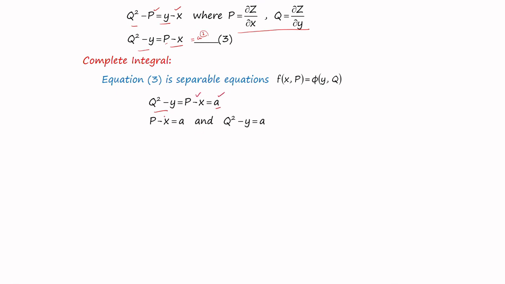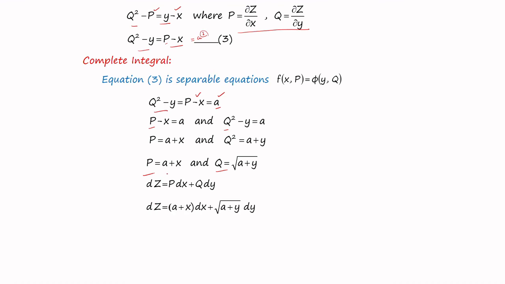So you have P minus x is equal to a, and Q squared minus y is equal to a. After that you have to find the values of P and Q. So P is equal to a plus x, and Q squared is equal to a plus y, taking y to the other side, or Q is equal to root of a plus y. Then after finding P and Q, you have to substitute in dz is equal to P dx plus Q dy. So dz is equal to (a plus x) dx, with a bracket because dx is for both terms, plus root of (a plus y) dy.